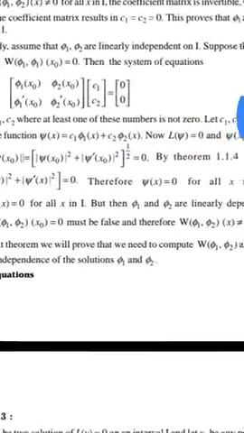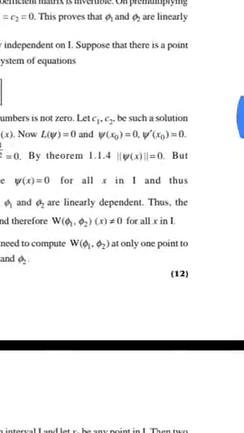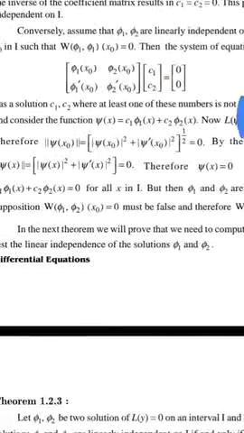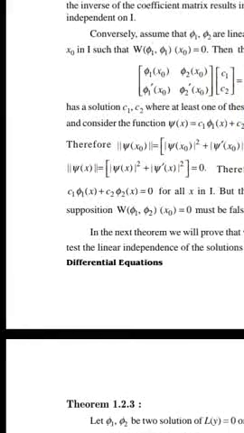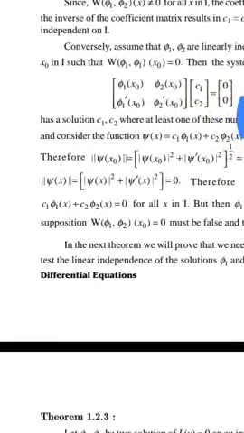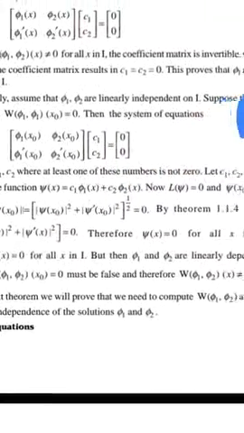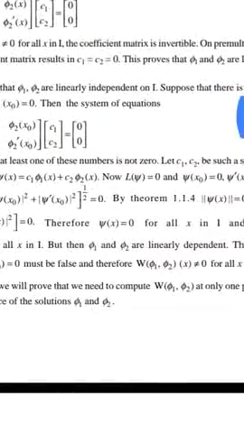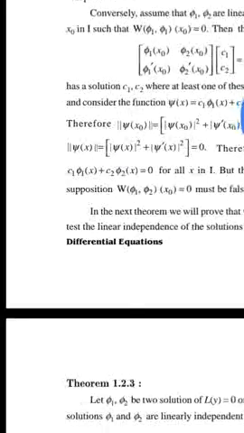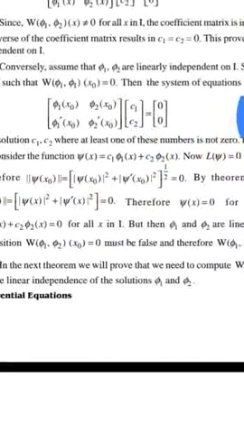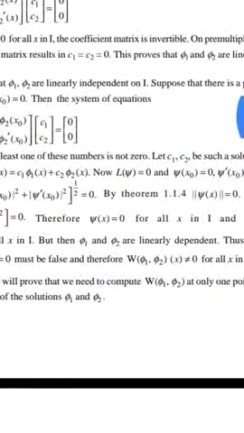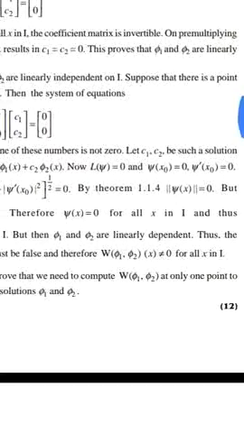Therefore, psi(x) is equal to 0 for all x in I, and thus c1 phi1(x) plus c2 phi2(x) is equal to 0 for all x in I. But then phi1 and phi2 are linearly dependent, contradicting the assumption of linear independence. Hence the supposition that W(phi1, phi2)(x0) is equal to 0 must be false, and therefore W(phi1, phi2)(x) is not equal to 0 for all x in I.